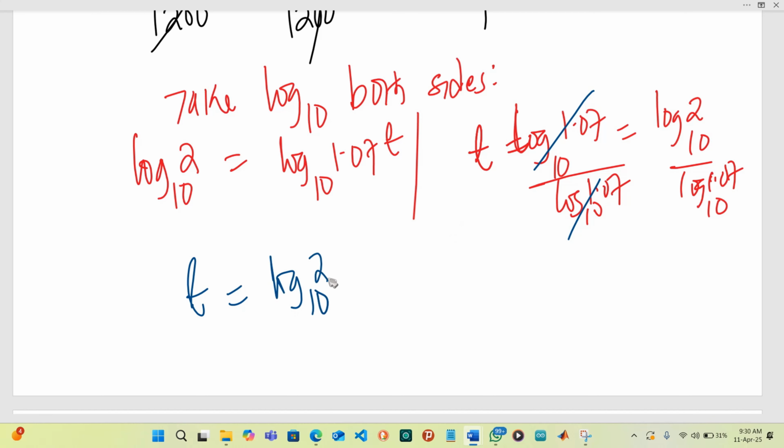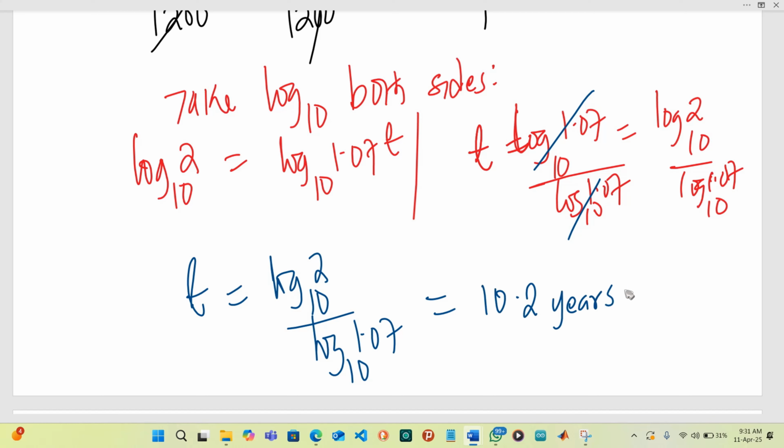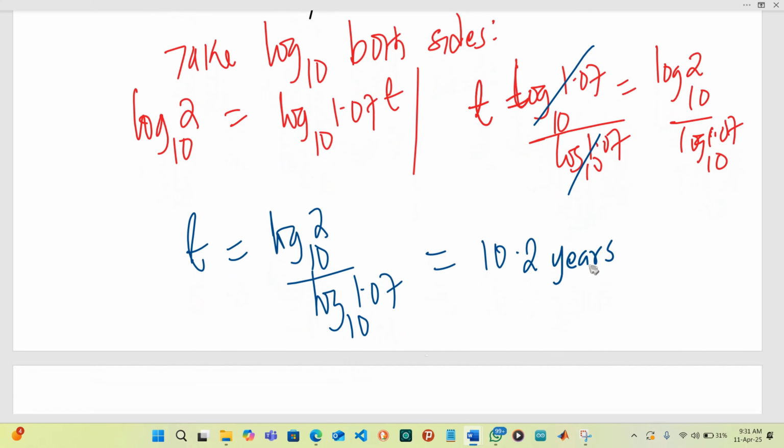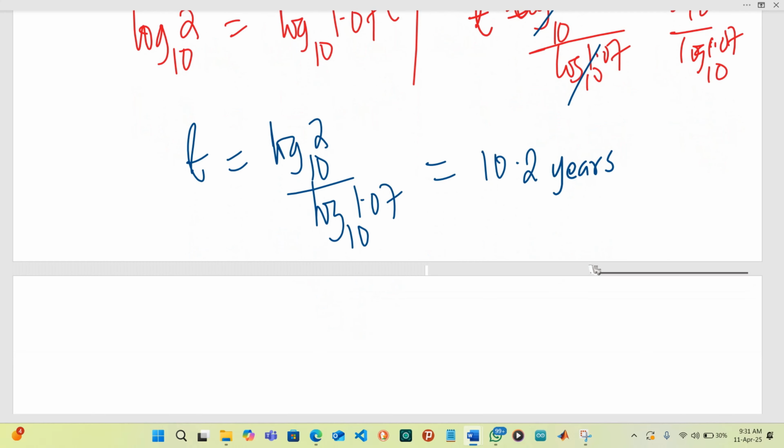Log to base 10 of 2 divided by log to base 10 of 1.07. And then this from our calculator gives us approximately 10.2 years. So approximately 10.2 years, what will that year be?